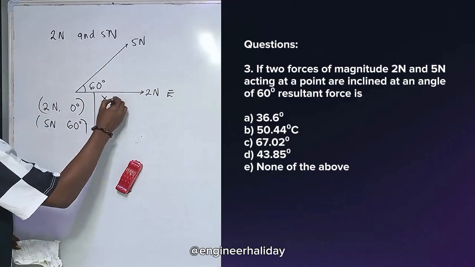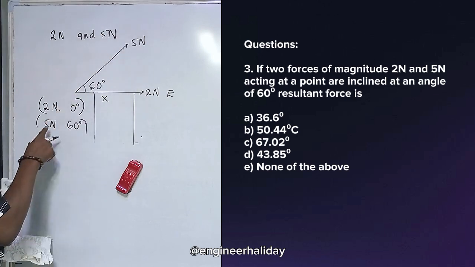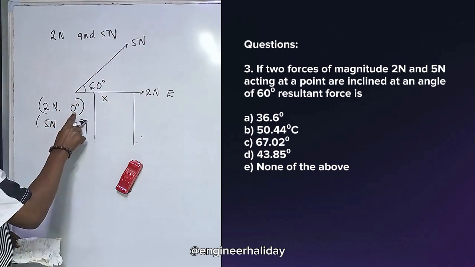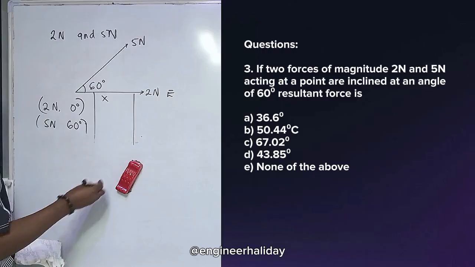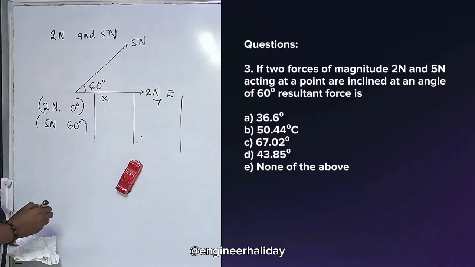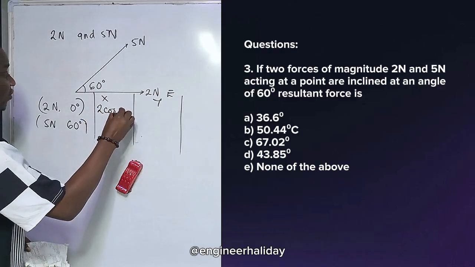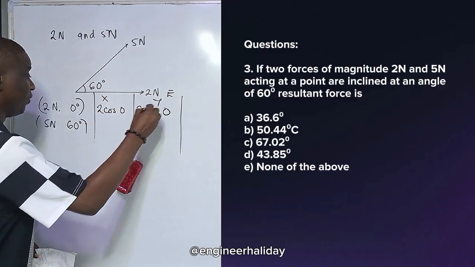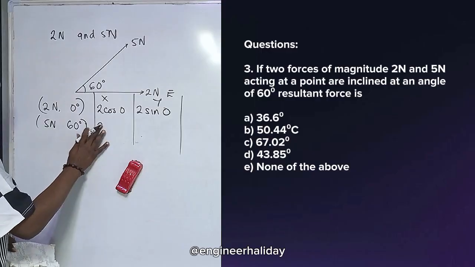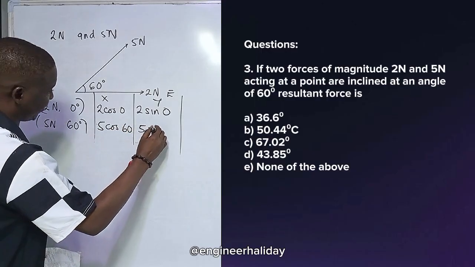Having done that, what we're going to do now is resolve them. The angle between them is given to the second force, while the first force is taken as 0 degrees. All angles should be measured anti-clockwise from the positive x-axis. So this one will be 2 cos 0, 2 sin 0. Then we have 5 cos 60 and 5 sin 60.